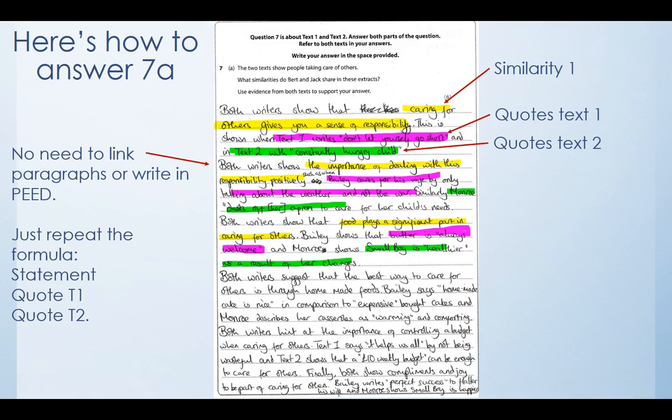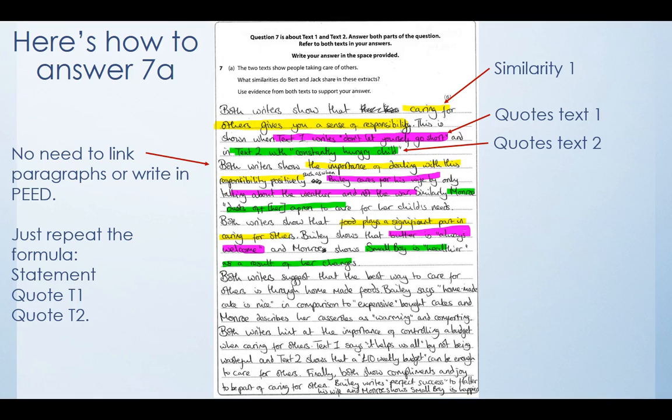So we get both writers show the importance of dealing with this responsibility positively, such as when Bailey cares for his wife by only talking about the weather and not the war. Similarly, Monroe dusts off her apron to care for her child's needs. Both writers show that food plays a significant part in caring for others. Bailey shows that butter is always welcome, and Monroe shows small boy is healthier as a result of her changes. So there's no connection between those similarities other than they're all about caring for people.